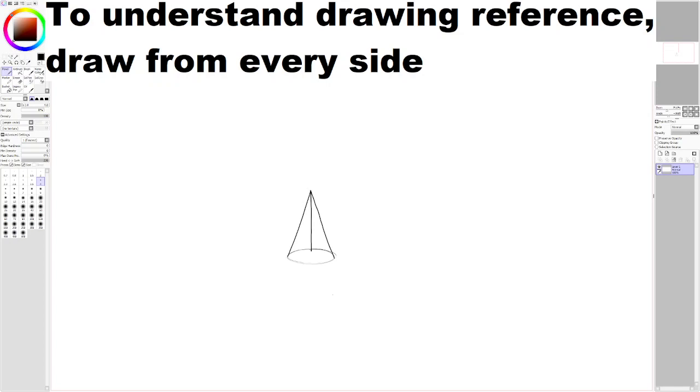So we have a cone, and in this case we're above looking below at it. But if you were to, say, look at it at eye level, well, let me draw the line first.